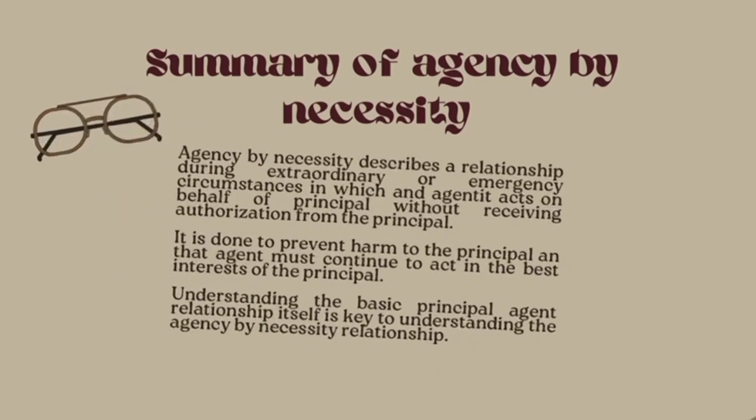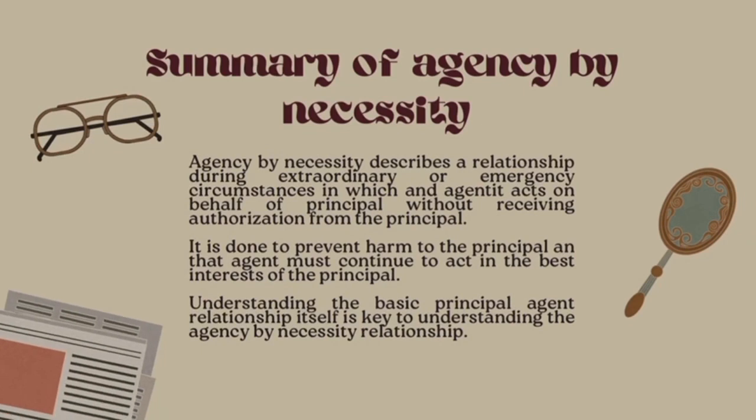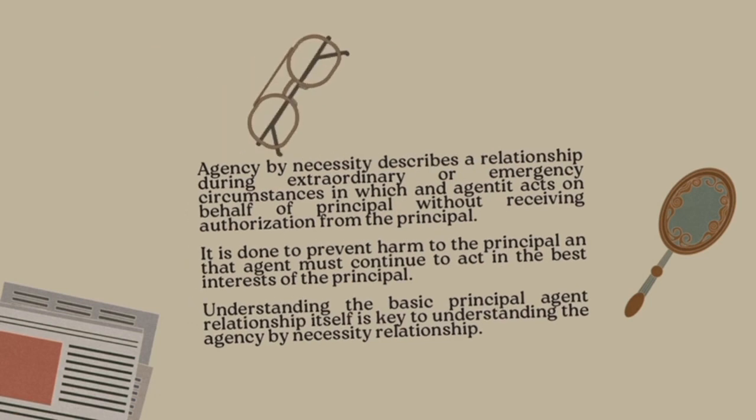Summary of agency by necessity. Agency by necessity describes a relationship during extraordinary or emergency circumstances in which an agent acts on behalf of a principal without receiving authorization from the principal. It is done to prevent harm to the principal, and the agent must continue to act in the best interest of the principal. Understanding the basic principal-agent relationship itself is key to understanding the agency by necessity relationship.